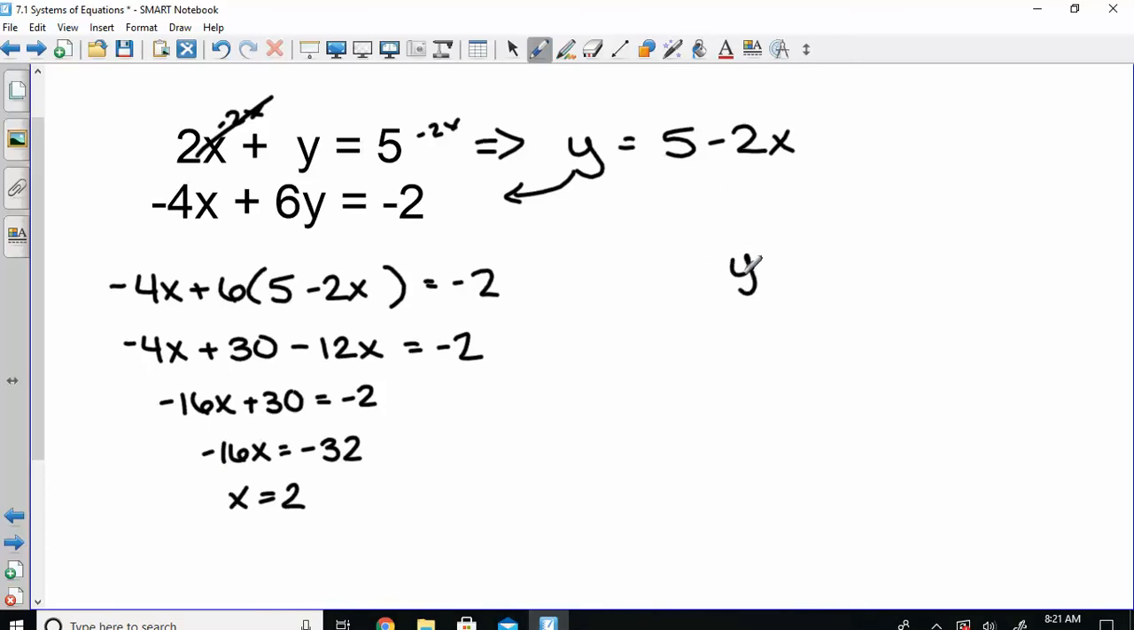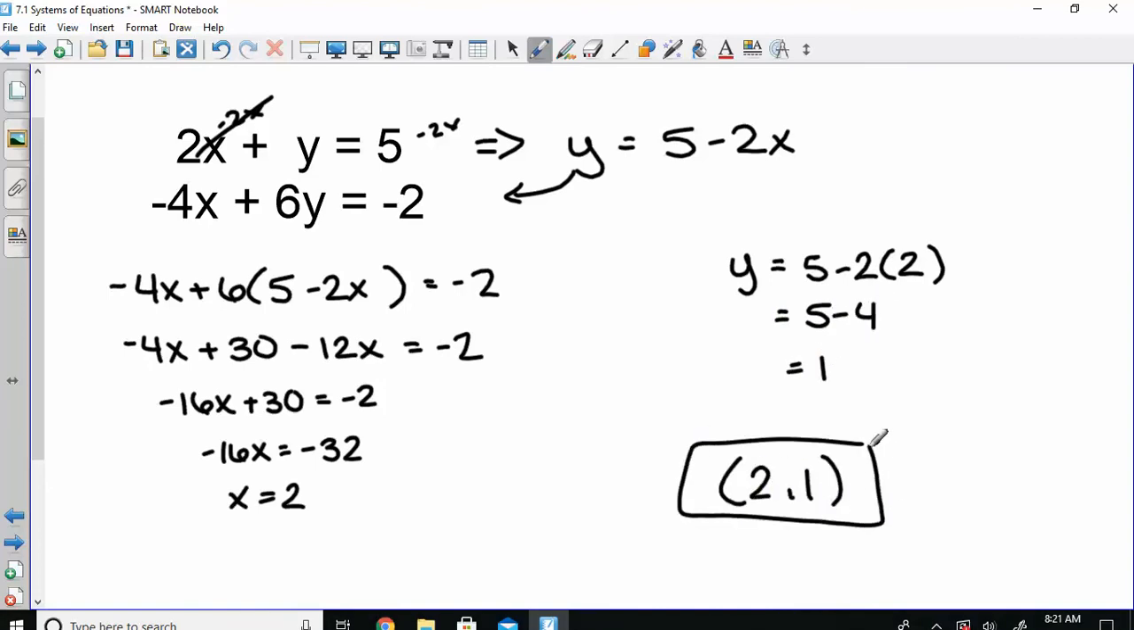Plug it in. Y is 5 minus 2x. So that's 5 minus 4, so we get 1. So our answer is the point 2 comma 1. And again, you could certainly check that just by plugging it into both original equations.